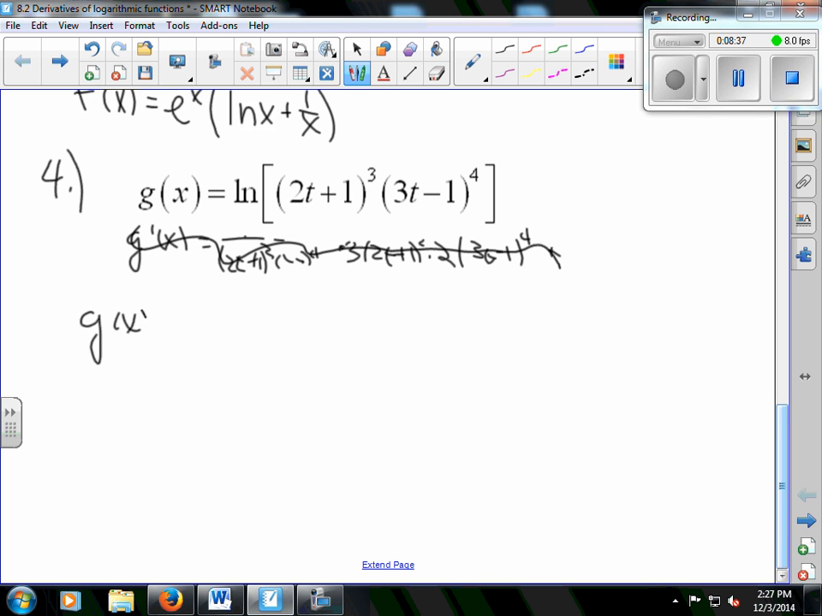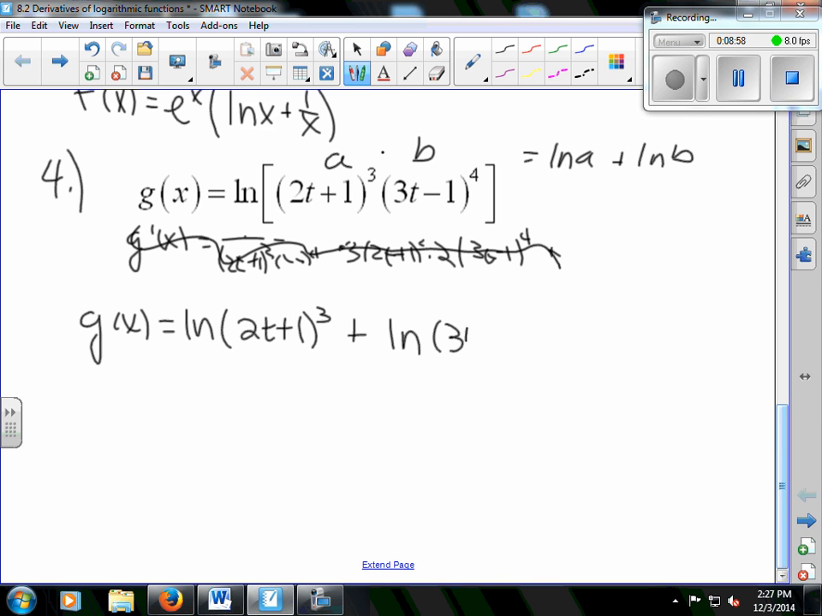Not long ago, we reviewed the log properties. If you have the log of a product, a times b, then that's just the log of a plus the log of b. And so this, notice I'm not labeling this g prime, this is g of x. g of x is just the natural log of (2t plus 1) to the third plus the natural log of (3t minus 1) to the fourth. So I've used my product-to-addition log property there.